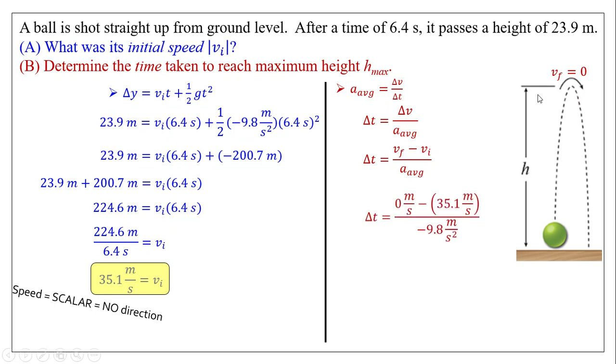So therefore, I'm going to plug in VF is equal to 0 because it has to stop before it changes direction. V is 35.1 that we calculated in part A, and therefore A average is simply negative 9.8 meters per second squared. So if you do this correctly on your calculator, 35.1 divided by 9.8 is just 3.58. So the time that it takes for the ball to go from the launch position all the way up to where it reaches hmax is 3.58 seconds, and this is important to keep track of as we do the other parts. All right, so that's that. It's not too bad.